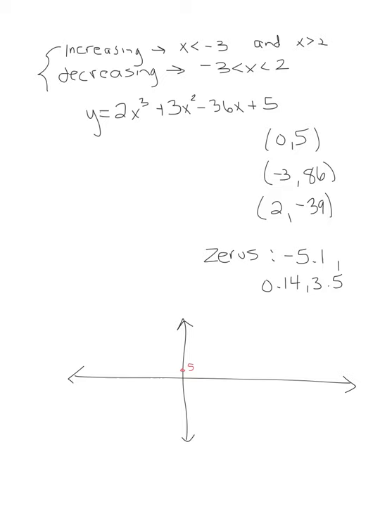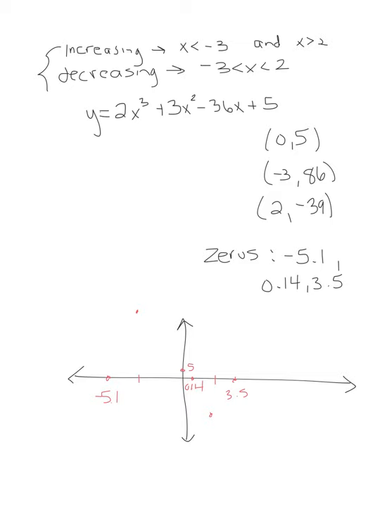I know that that y-intercept is at 5. I know that I have this one root at 0.14, I have another one at 3.5, and another at negative 5.1. So what is happening here? I guess I should include this other point. Negative 3 and 86, so way up here, and then 2, negative 39, so down here. All right, this is kind of like a connect the dots.